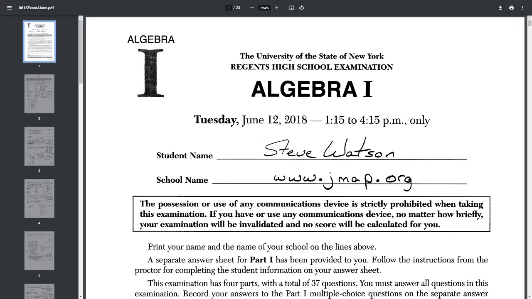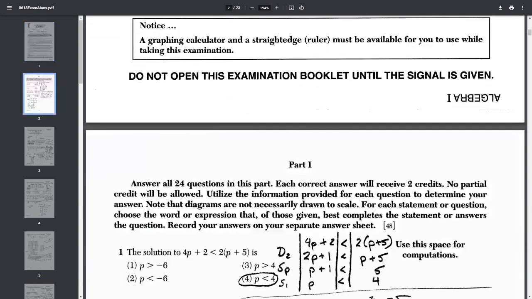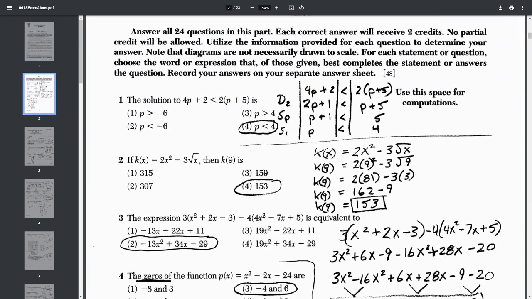In this video, I'm going to go through the June 2018 Algebra 1 Regents exam. Now, I got the copy of the answers from the website jmap.org, so thank you to Steve Watson from JMap. I'm going to go through his answer key, but I'm going to go through and explain each question one at a time here. So let's start with the first question on this Regents.